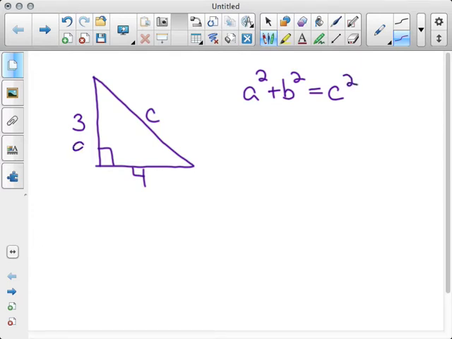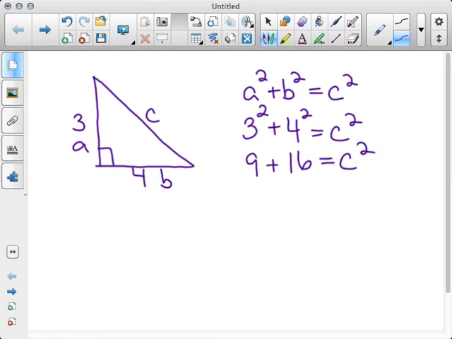So let's call 3 a and let's call 4 b, and you'll get 3 squared plus 4 squared. I put 3 in for a, put 4 in for b, and I don't know c, so I'm going to leave that. Then we figure out what we can: 3 squared is 9 and 4 squared is 16, because 3 times 3 is 9 and 4 times 4 is 16, and that is equal to c squared. Notice how I'm keeping the right hand side the same the entire time, not touching it till the very end. And 9 plus 16 is 25.